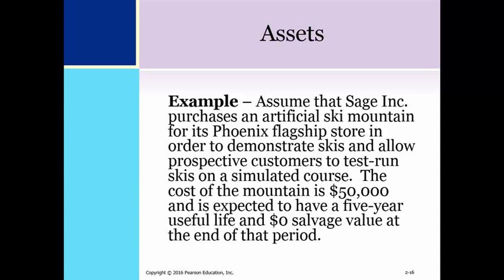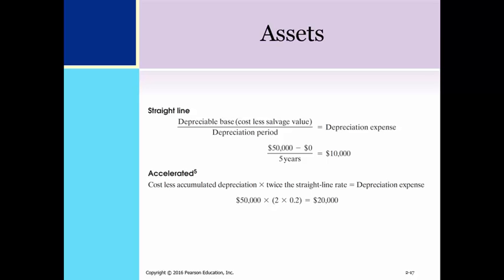Assume Sage has purchased an artificial ski mountain. The original cost is $50,000, and there is no expected value of this asset at the end of its 5-year life. To calculate straight-line depreciation, divide the original cost minus the residual value by the number of years in the life of the asset. The depreciation expense that would be recorded each year on the income statement is $10,000.